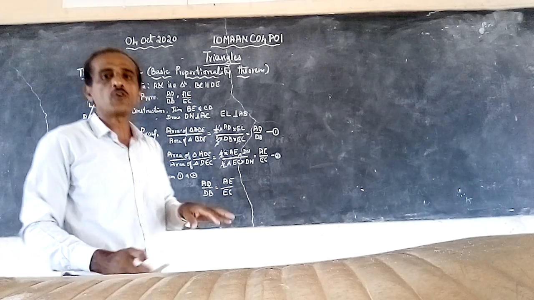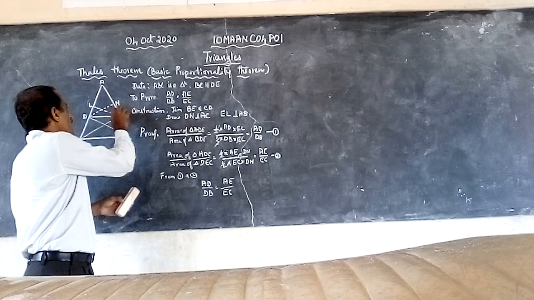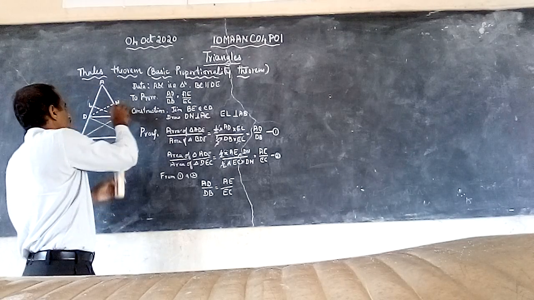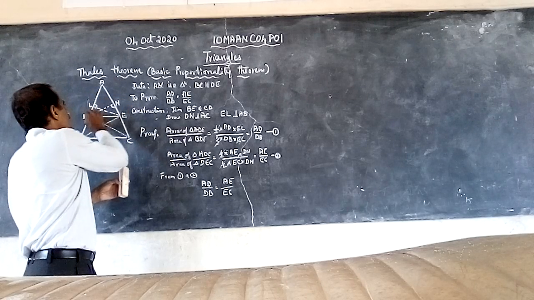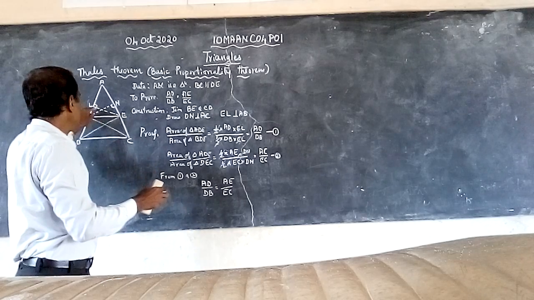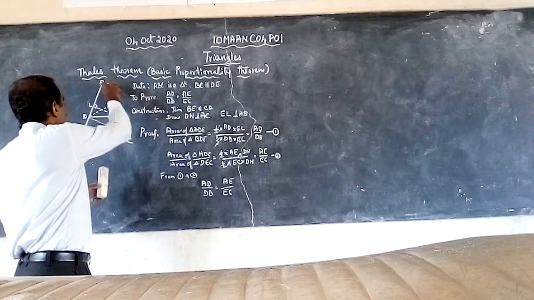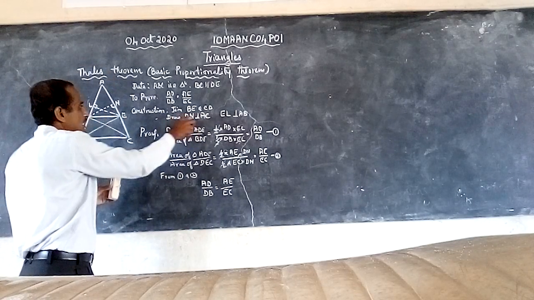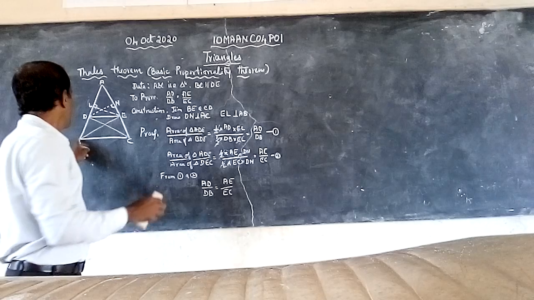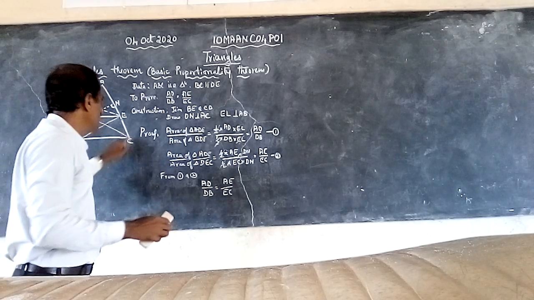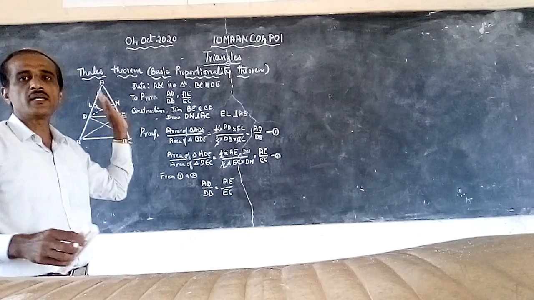To prove this, you have to construct something. Here, draw EL perpendicular to AB, and DM perpendicular to AC. See, this is perpendicular, at 90 degrees. Then join DE and join DC. Also join BE. That construction you have to do.